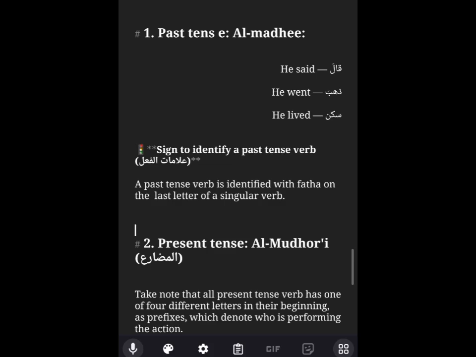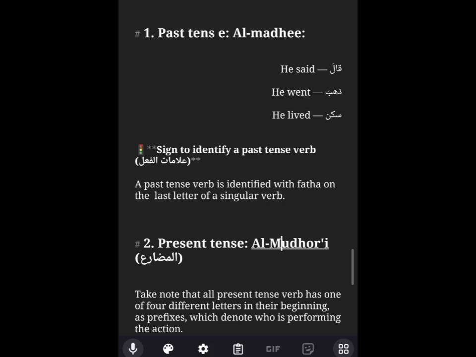Now, talking about the singular verb, you would usually find that it has a fatha. For a singular verb, you always find a fatha, the vowel fatha. So we say قال, ذهب, it ends in fatha. The last letter will end in fatha. That's what we mean here. قال, you see that the lam here ends in fatha. ذهب, the ba ends in fatha. سكن, the noon ends in fatha as well. Please take note of these things.